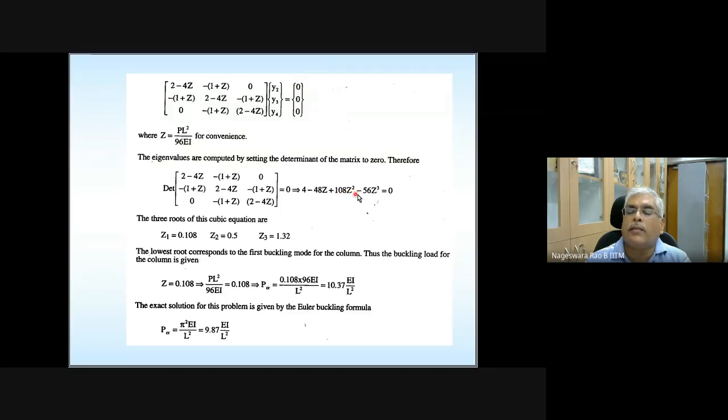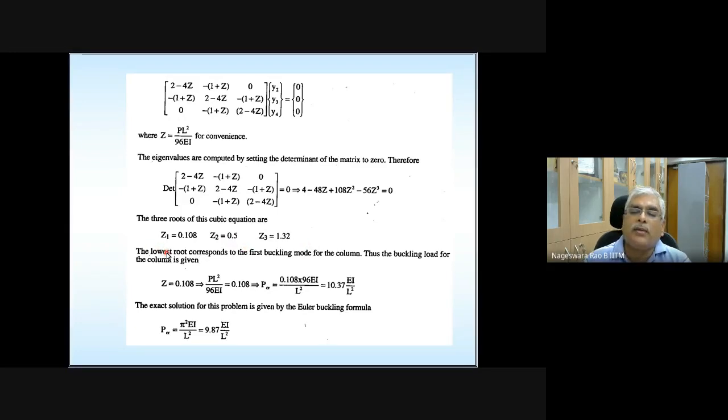Solve this cubic equation for the 3 roots. Since it is cubic, you are going to get 3 roots. Arrange these 3 roots in ascending order. So Z is going to have 3 values, Z1, Z2, Z3, arranged in ascending order, Z1 being the lowest.